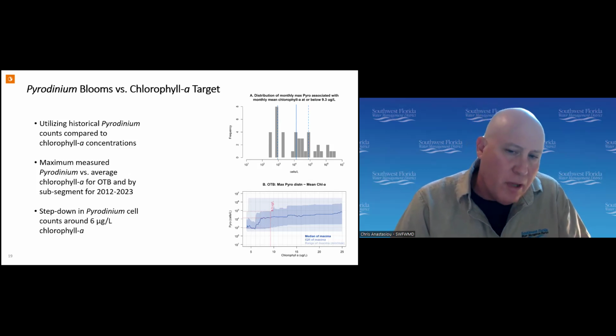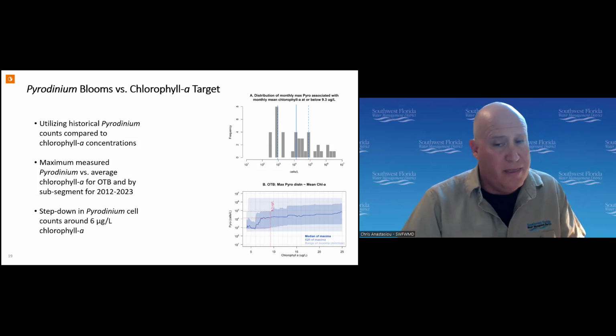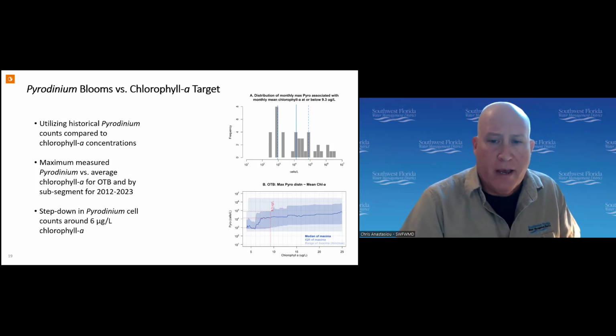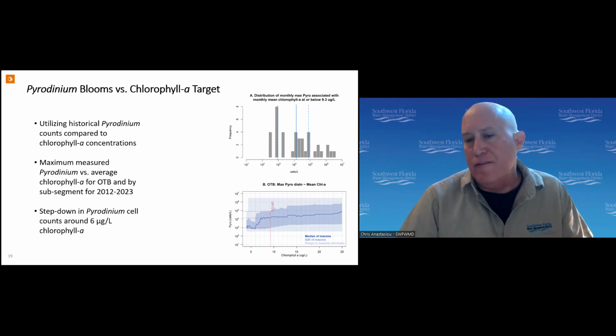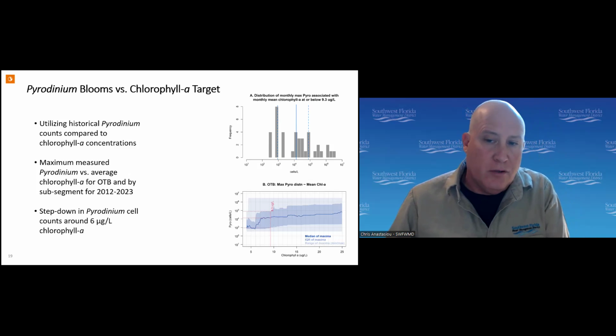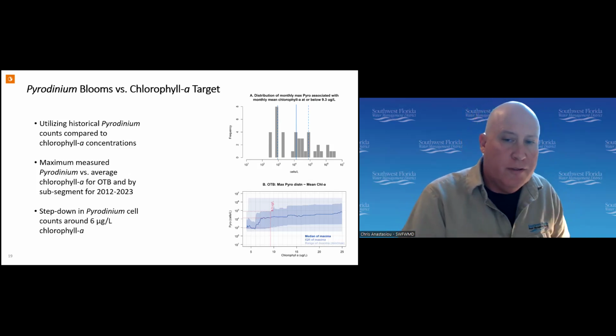So as a management tool, I think this is really informative. I'm just not sure how you can develop a target based on this relationship, because basically what you're showing, I think, is essentially autocorrelation. If pyrodinium is responsible for at least a chunk of the chlorophyll production, how do I manage chlorophyll? Like, how do I reduce chlorophyll without reducing pyrodinium?